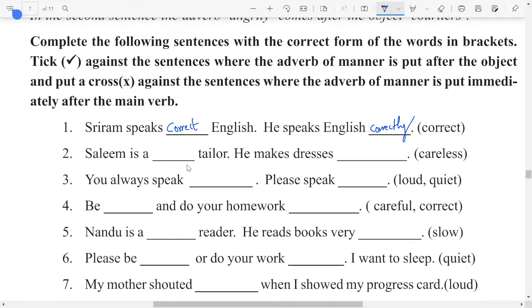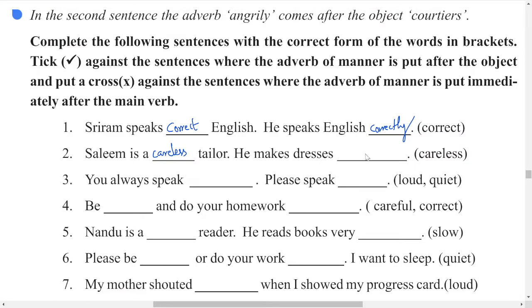Next, Salim is a dash tailor. We can use careless as it is. Next, he makes dresses carelessly. Okay, these two are the adverbs in this case.